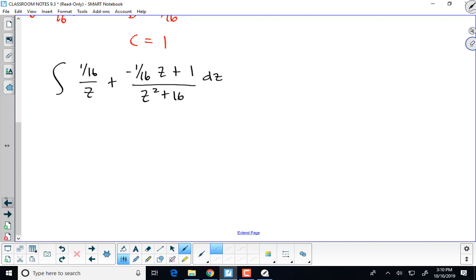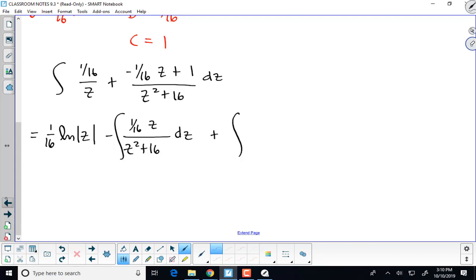Obviously the first fraction is no problem. That's just 1/16 times the natural log of the absolute value of z. Next, we're going to split the fractions. So we're going to have minus 1/16 z divided by z squared plus 16, as an integral there, dz. I'm going to break it into two separate integrals, plus the integral of dz over z squared plus 16.